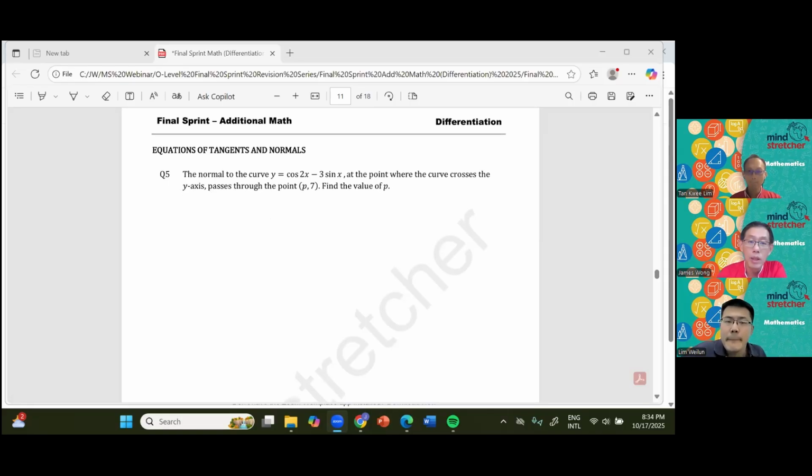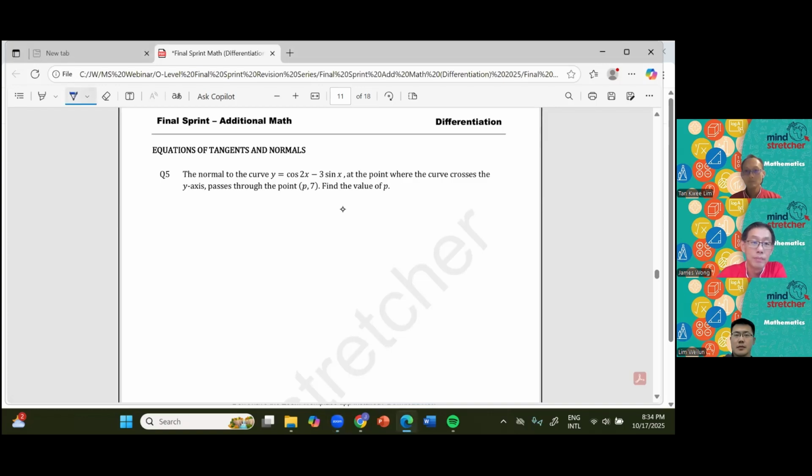Let's see how we can apply this to this particular question. I know the curve is given here, and the normal to this curve. You notice that they didn't mention exactly at which point, but they said that this curve crosses the y-axis. That is indirectly telling you the coordinate of the point. So for this, let us find the dy/dx of this expression.